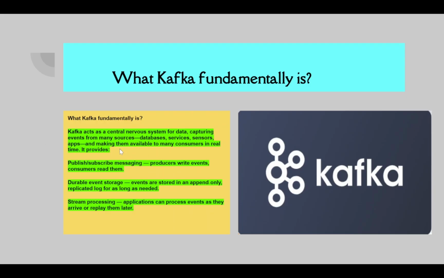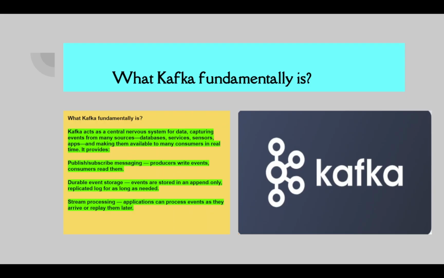Some more details about Kafka. Kafka acts as a central nervous system for data, capturing events from many sources like databases, services, sensors, and applications, and making them available to many consumers in real time. As I mentioned, it acts like an event hub, which is used to capture multiple events from different sources, and then it acts like a pub-sub model, where the producers write the events and consumers read the events.